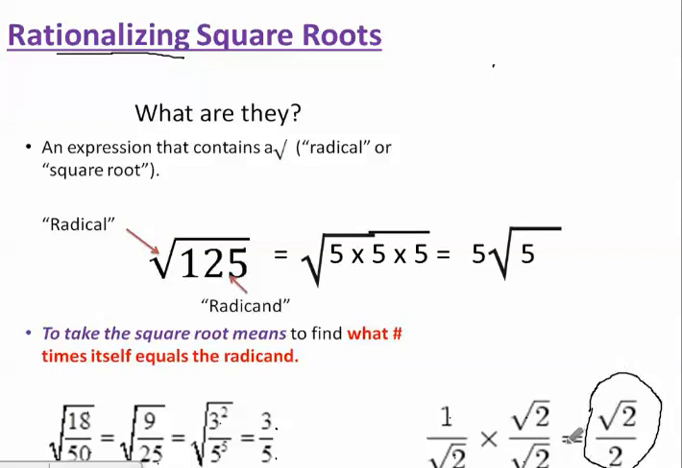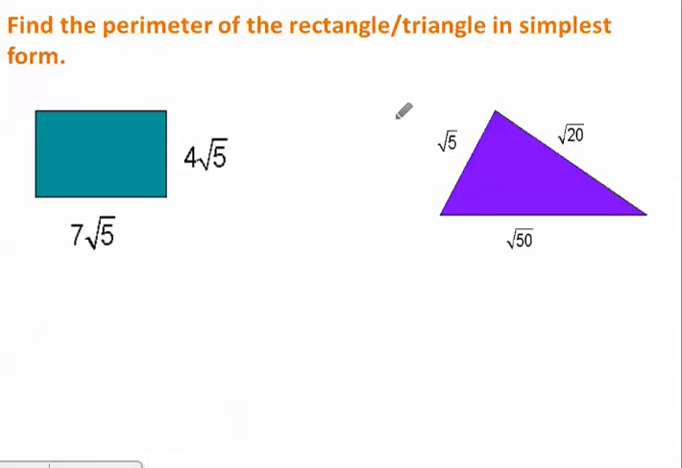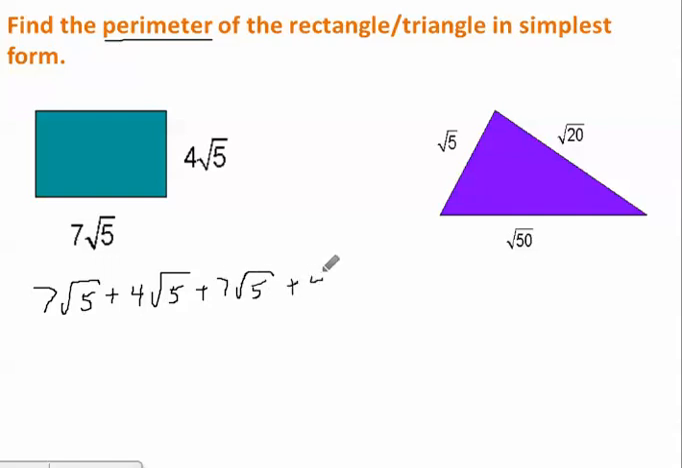You're going to have to deal with this now and going forward, so you need to know how to do it. That's why we're teaching it to you. This one is finding the perimeter. Remember how we find the perimeter of a square? We have to add up all the sides. So I've got 7 square root of 5 plus 4 square root of 5 plus 7 square root of 5 and 4 square root of 5.